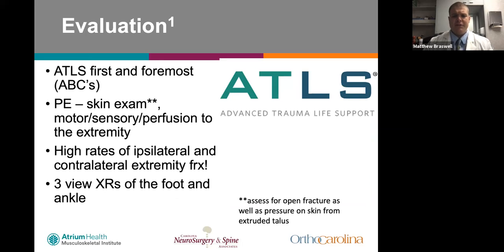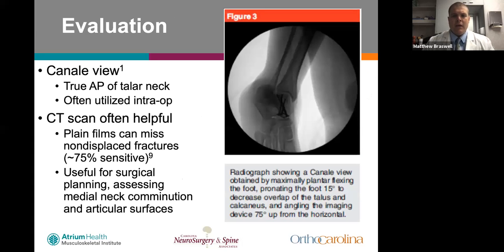Very high rates of associated extremity fractures, but a good place to start is usually with 3 views of the foot and ankle. Looking more specifically at these talus fractures, there's a special view called a Canale view, which is a true AP of the talar neck, which is maximal plantar flexion, 15 degrees of pronation, and then moving the C-arm if it's intraoperative or the flat plate about 75 degrees off from the horizontal.